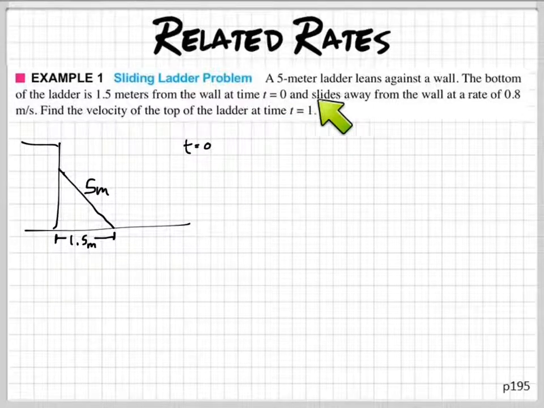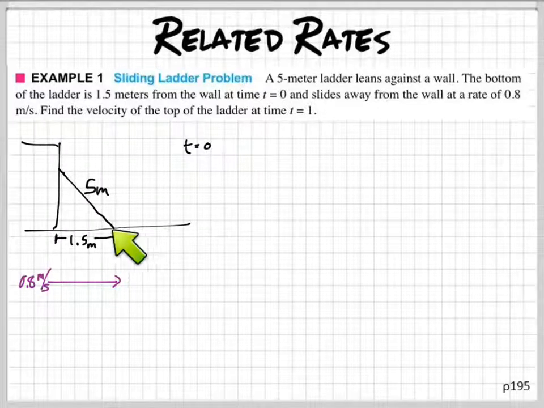Okay, the ladder slides away from the wall at a rate of 0.8 meters per second. So that's pretty important because it says rate, and I know something about rates. It's sliding this way, 0.8 meters per second. So it's going this way, 0.8 meters per second. So, hey, don't try to trick me. So, what did I do so far? I drew a picture, and I'm making sense of this problem, okay?